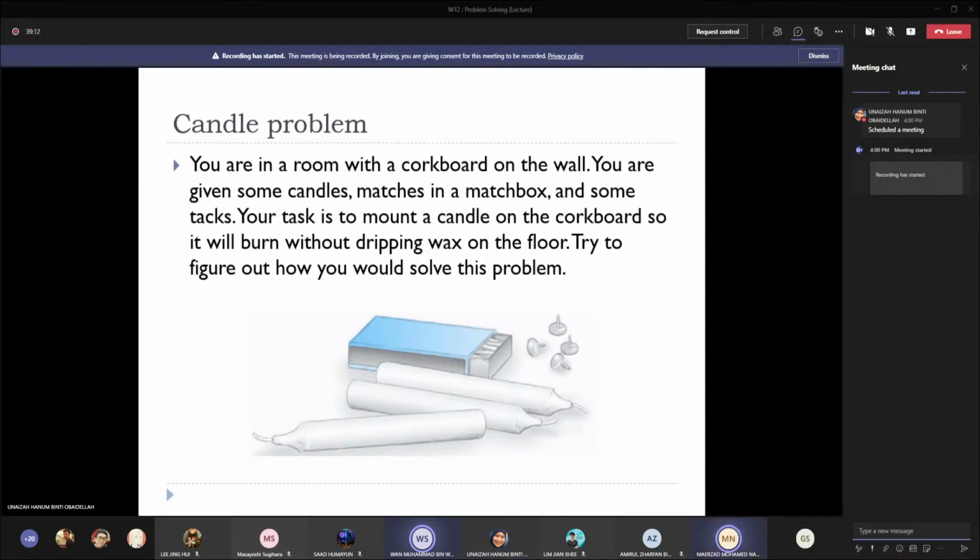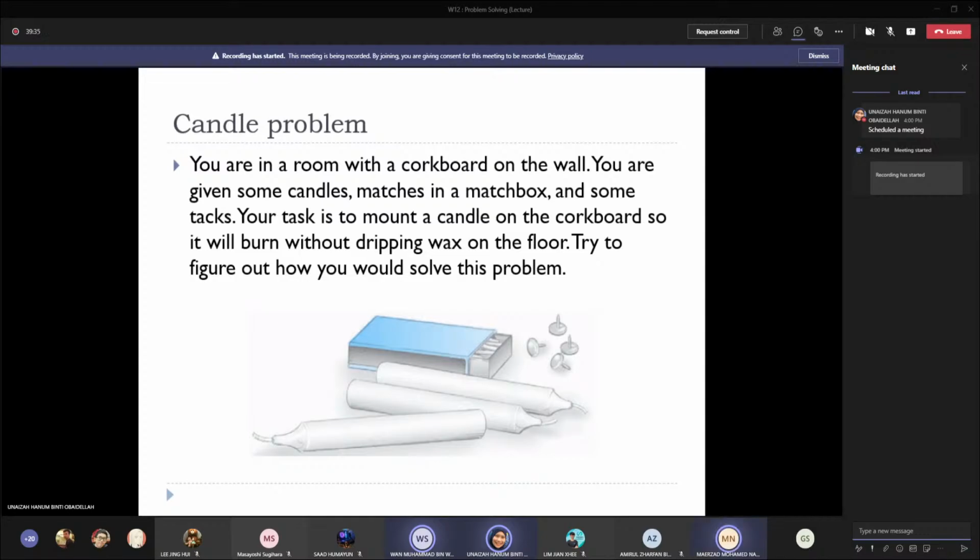It says here, mount a candle on the corkboard. Does it specifically say that the candle must be attached to the corkboard? Well, it doesn't say, but the task is basically to mount a candle. So mounting a candle on a corkboard is quite flexible, so long as it's somewhere kind of floating.